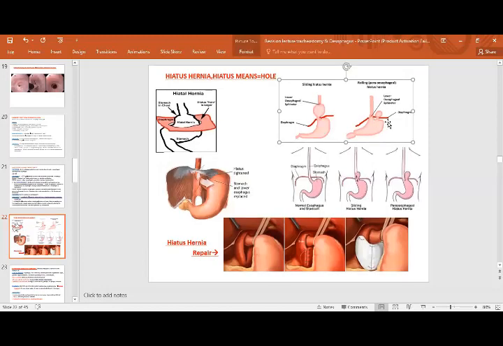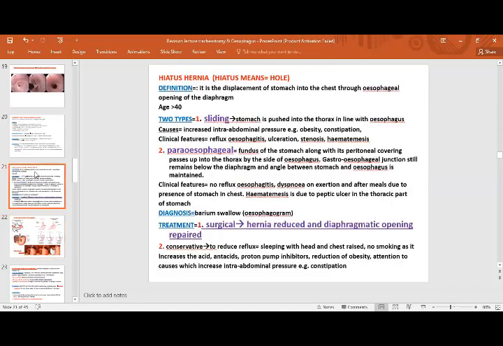While the other is the paraesophageal hernia, where a portion of the stomach along with its layers passes to the side of the esophagus. This one is called the sliding hiatus hernia. Again, the clinical features would be reflux esophagitis, sometimes dyspnea on exertion after meals due to the presence of the stomach in the chest, and hematemesis. Hematemesis would occur due to peptic ulcer in that part of the stomach.